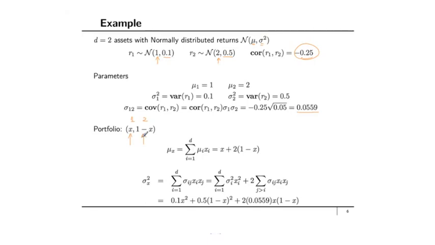between these two assets. Plugging it into the formula, the expected return on this portfolio is going to be the sum of mu i xi, i from 1 through d. Two assets: the first asset has x, its expected return is 1, so it's 1 times x.